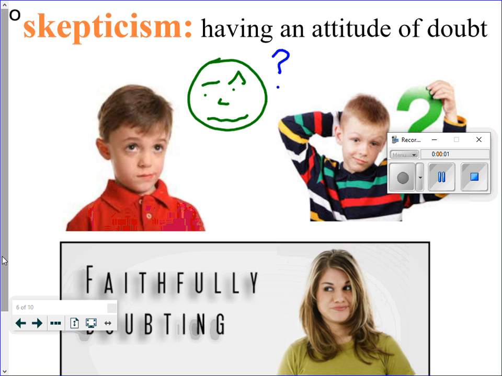All right, so skepticism. Skepticism is having an attitude of doubt. This is one of the key attitudes that a scientist must have. The reason is because if we ever forget to have skepticism, if we ever forget to doubt things are true, then we start missing very important things.